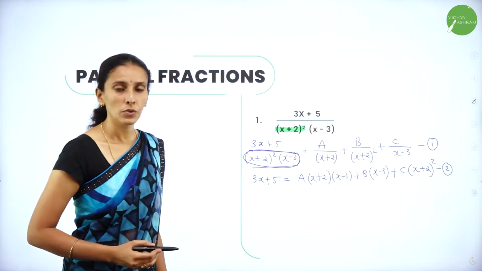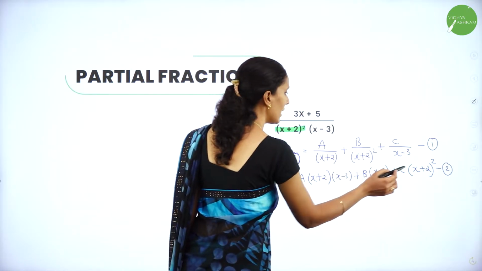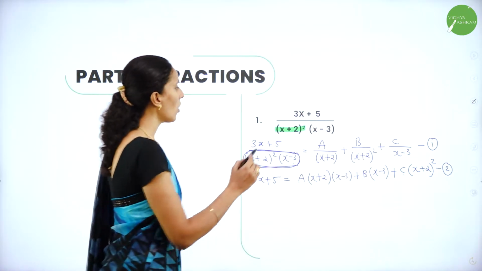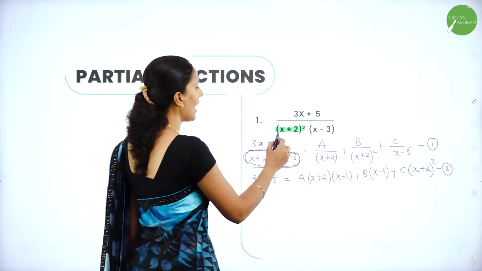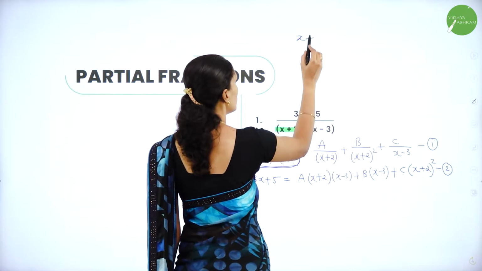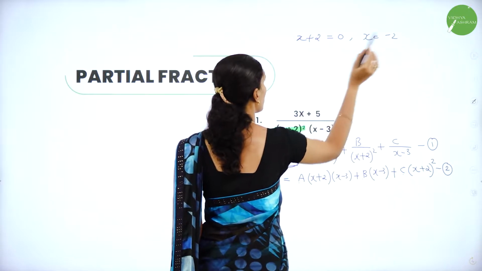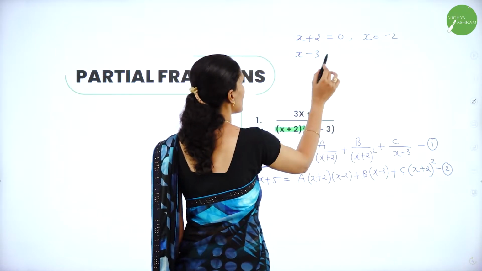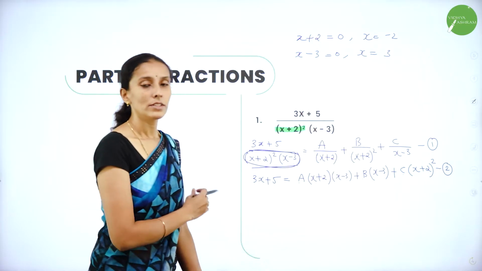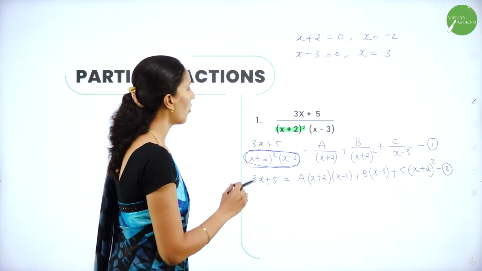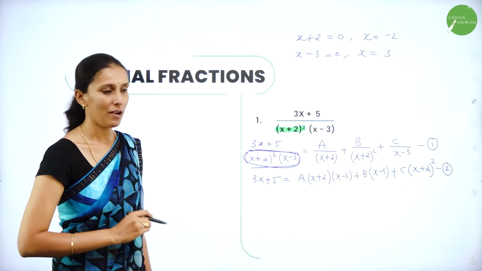What am I supposed to do next? I have to find the value of a, b and c. That is, we are going to equate the linear factors to 0. I have x plus 2 is equal to 0, so I'll get x is equal to minus 2. Another one, I have x minus 3 is equal to 0, so I can take it as x is equal to 3. So just substitute the value of x in the given equation to find the value of the unknown constants.